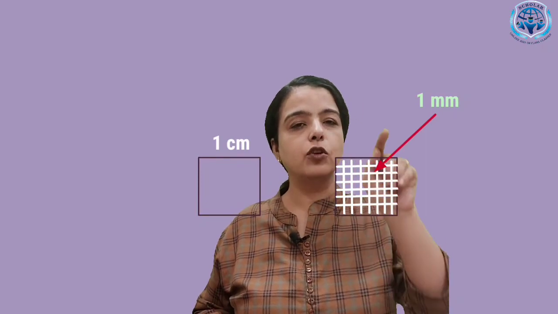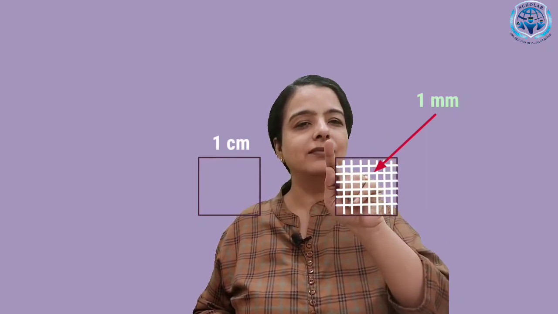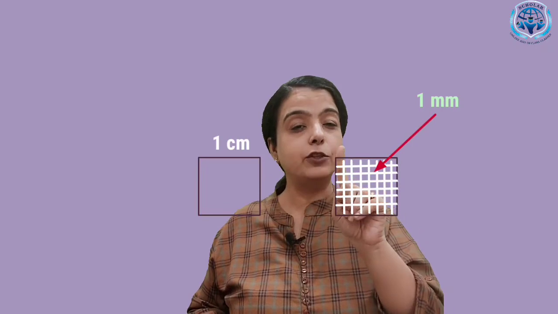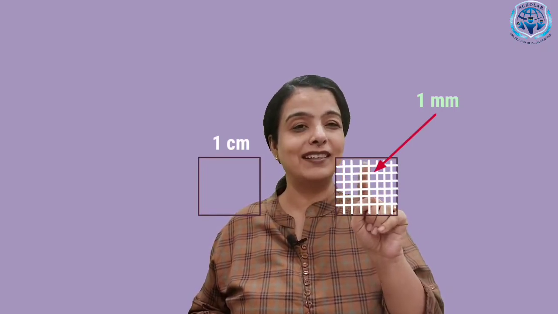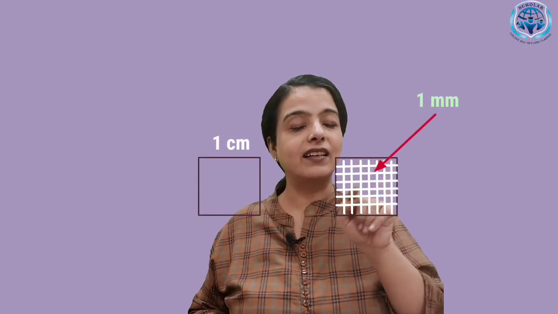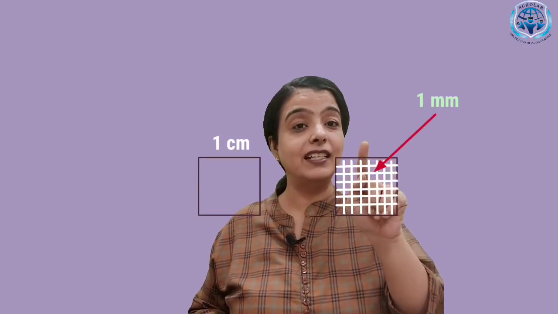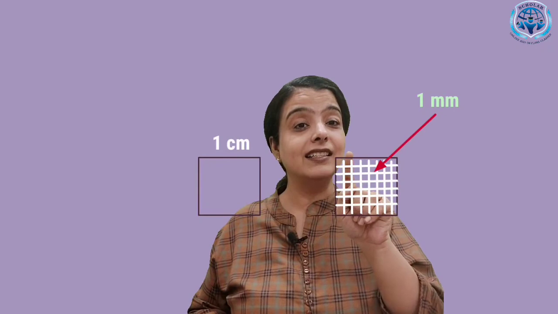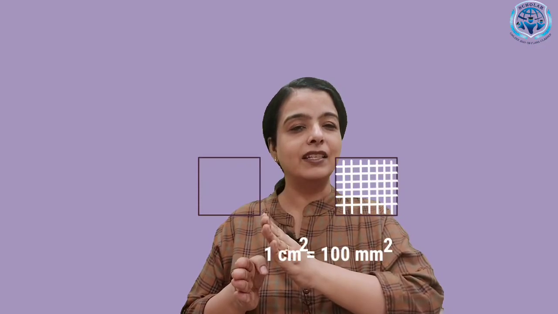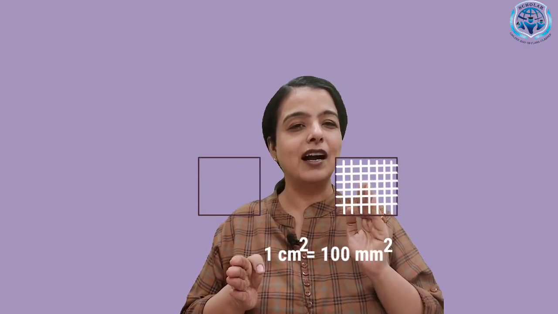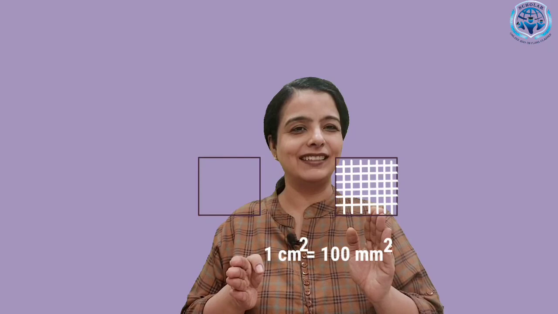So, what is the measurement of all the squares? 100 squares, each of 1 millimeter square. That means 100 millimeter square. And these squares are covering the whole area. That means the area is 100 millimeter square. We can equate like this: 1 centimeter square is equal to 100 millimeter square.